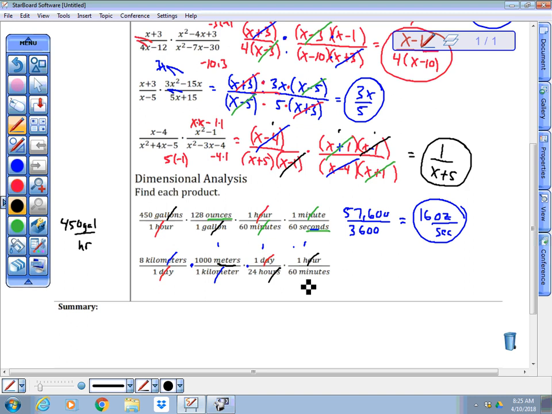leaving us with meters per minute. With that said, multiply the top, 8 times 1,000 times 1 times 1, and you get 8,000. On the bottom, you have 1 times 1 times 24 times 60, and you get 1,440. Reduce that, and you get 5.5 repeating, and that is meters per minute.